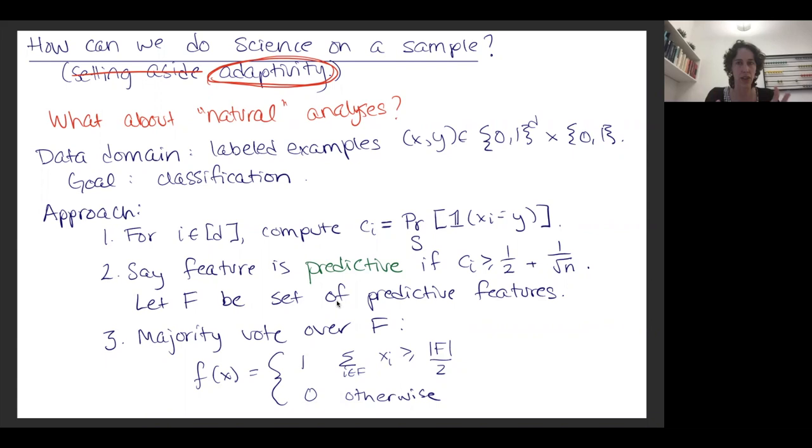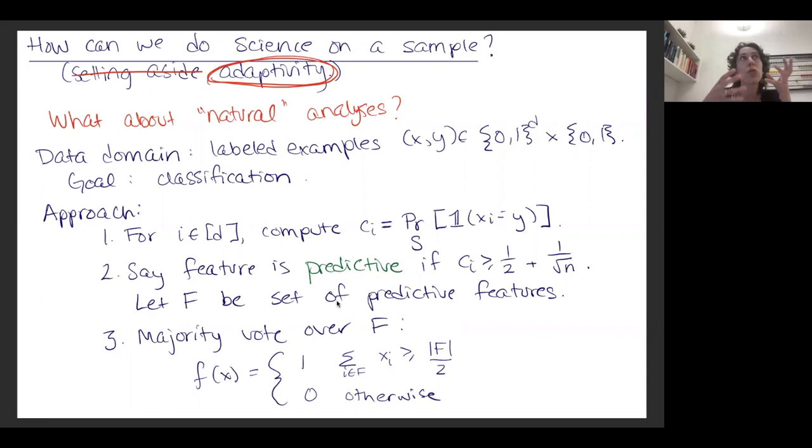So imagine we're in a world where the data domain is labeled examples. What do I mean by that? I just mean there are points in {0,1}^d, each of them labeled with a 0 or a 1. And our goal is classification, meaning I give you an unlabeled point and your goal is to guess what its label is, 0 or 1. So you're going to be faced with this classification problem. I'm going to give you a sample of labeled data points and now you have to come up with a classification algorithm. So here's a proposed approach that I think sounds kind of reasonable.